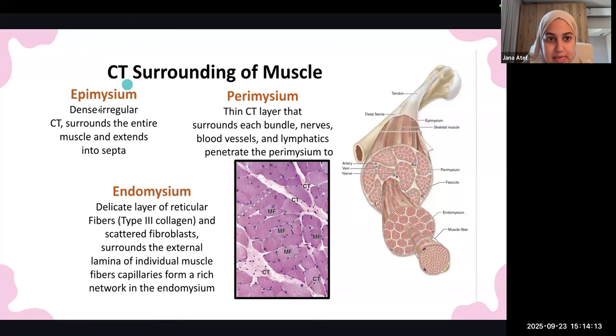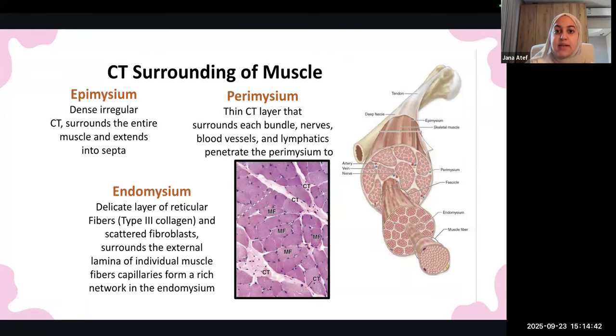From their names, epi means that it's the big one. It's the epimysium that surrounds the entire muscle. So this entire skeletal muscle, what's wrapping around it is the epimysium. So this entire white layer under the deep fascia is the epimysium. That's wrapping around the entire muscle. It's made of dense, irregular connective tissue, and it extends into the septa. So if there's some septa separating some big muscles from each other, that's epimysium.